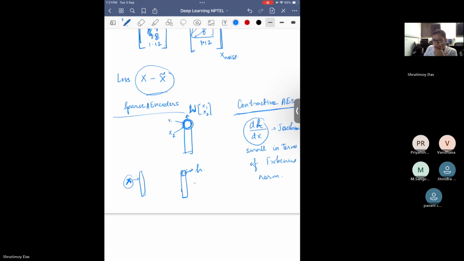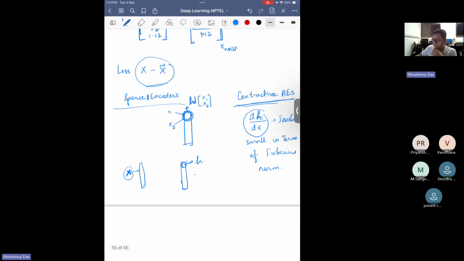So this Jacobian, this contractive AE regularization, is only used for autoencoders. I'm not sure if it is used in any other networks which are not autoencoders. It may be there, but I am not aware of that. But for autoencoders, we want the network to be able to generalize to any type of input, not only the inputs that we have seen.